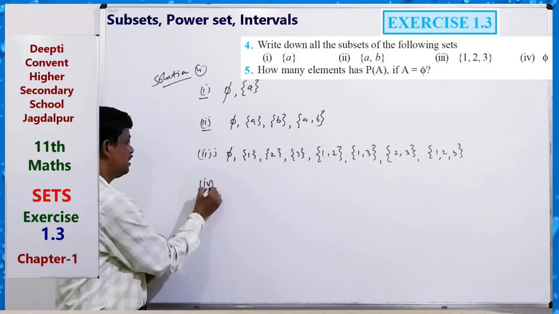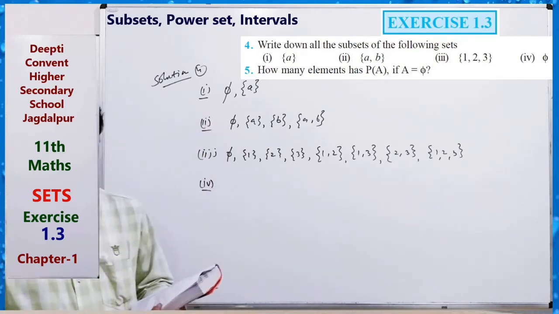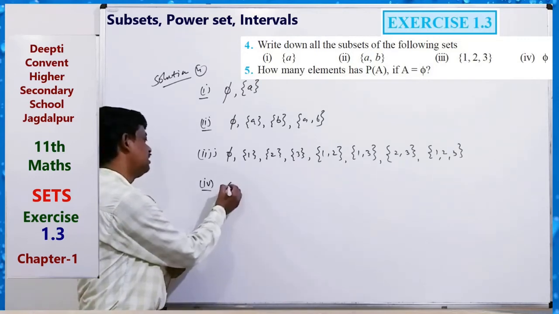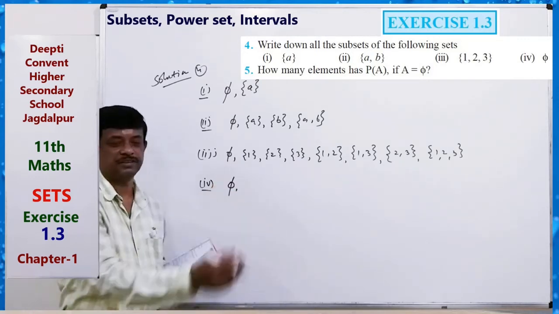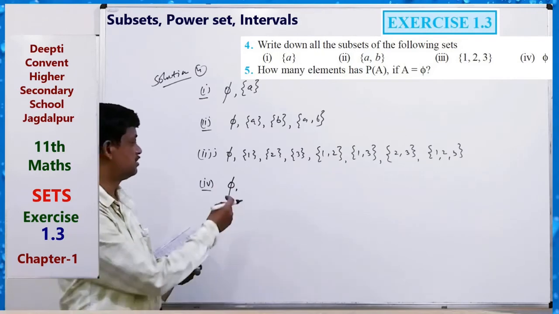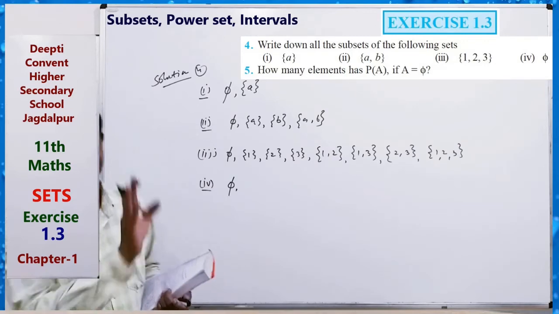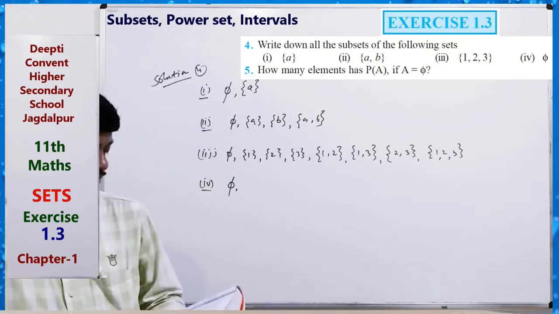Now fourth is what? Fourth, phi. Phi means what? Containing no element. So phi is a subset, only phi. Phi is a subset of any set, so phi is a subset of phi. So this is the solution of question 4.